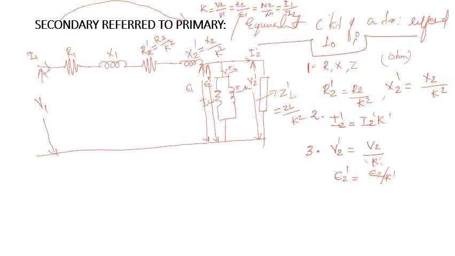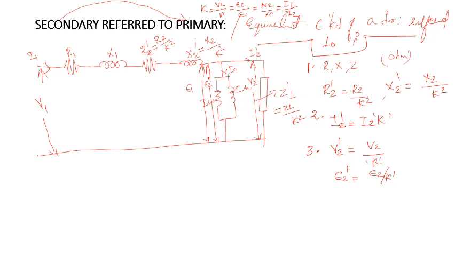If we transfer all the parameters from the secondary side referred to primary, we have to follow some rules. We know the major requirements at the secondary side: resistance, reactance and impedance of the windings, and the load impedance. If we transfer all these parameters to primary, we have to divide them by K square. So R2 dash will be equal to R2 by K square and X2 dash will be equal to X2 by K square. Load impedance ZL dash will be equal to ZL by K square.